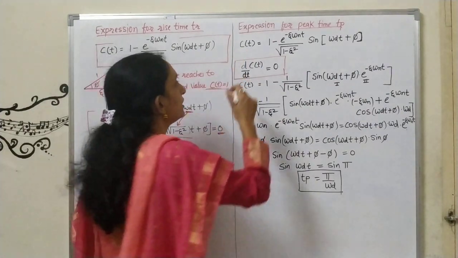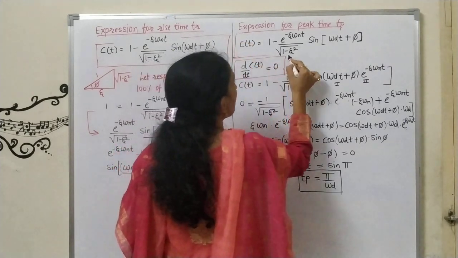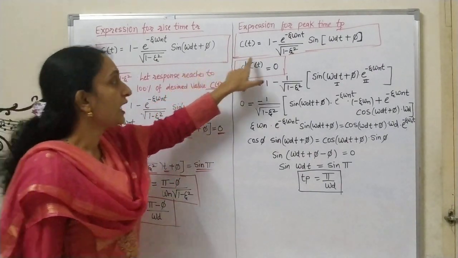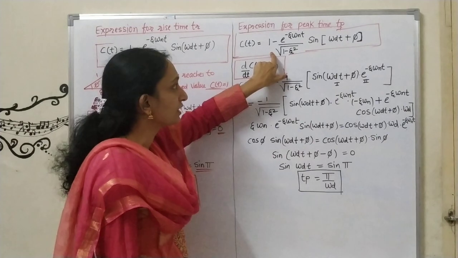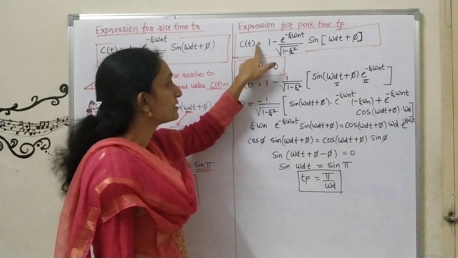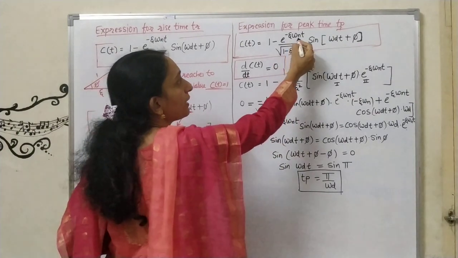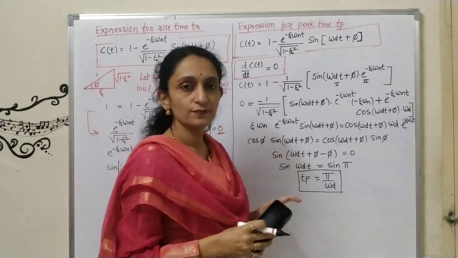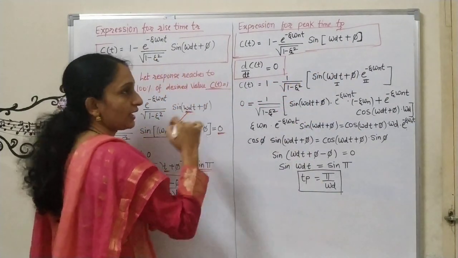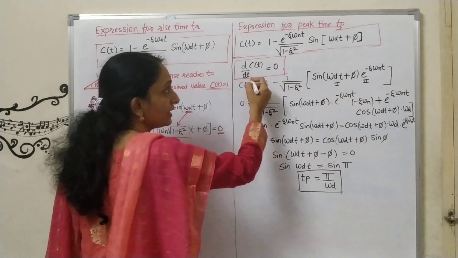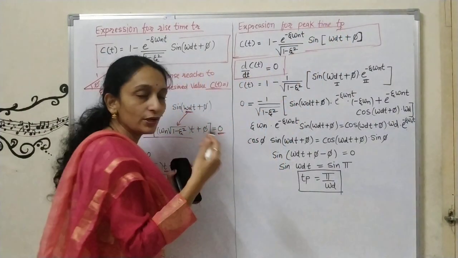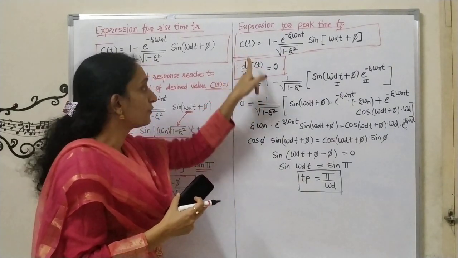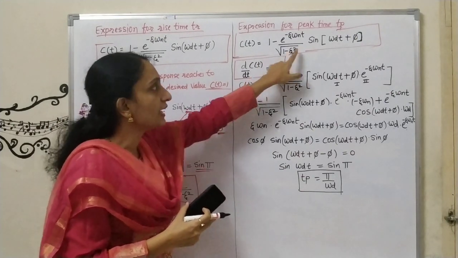This is nothing but the expression for the output response. I have written the C of t expression here also. So C of t is equal to 1 minus e to the power minus zeta omega n t upon under root of 1 minus zeta square, sine omega d t plus phi. As I need the expression for peak time Tp, how will I derive it? When I differentiate this expression with respect to t, only then can I derive Tp.